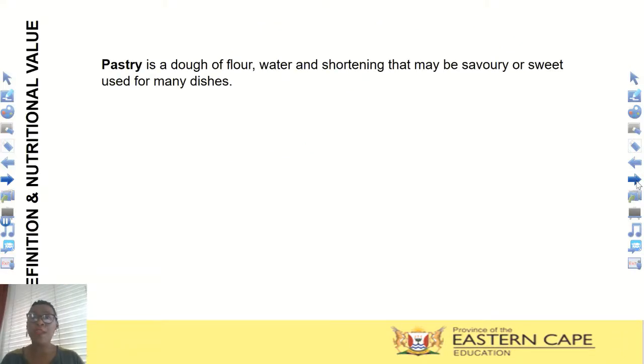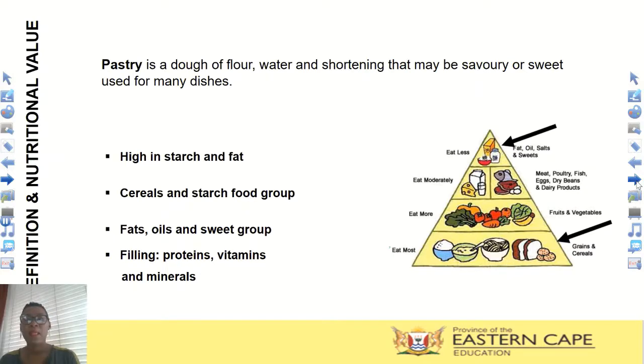Pastry is a dough of flour, water, shortening that can either be savory or sweet, and it is used for many different dishes depending on the type of pastry that you are making. Pastry is high in starch and fat. Therefore, it falls under the cereals and starch food groups, as well as the fats, oils, and sweets group. Depending again on the filling or the type of products that you are actually making, you can also have pastries that have nutrients such as proteins, vitamins, and minerals.